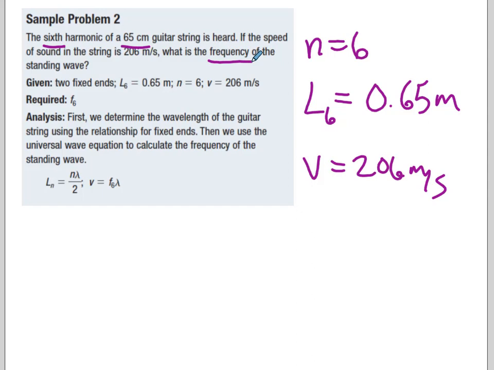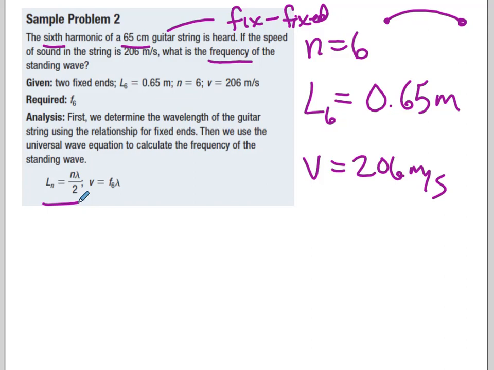Now there's something that's not written here. This is a guitar string. They expect you to know this is a fixed. Okay, because a guitar string has two ends that are fastened together. So this is a fixed scenario. So that's where they get that equation from. Okay, so we're trying to find frequency.